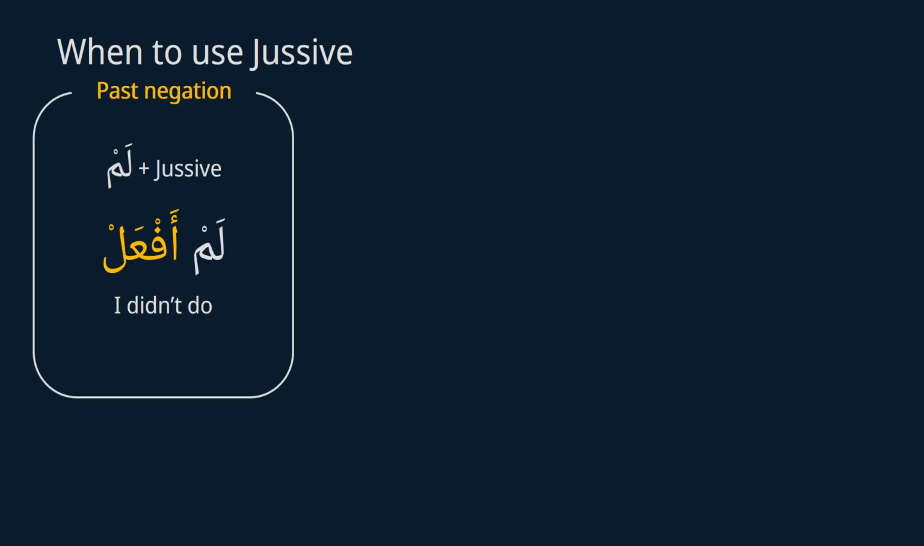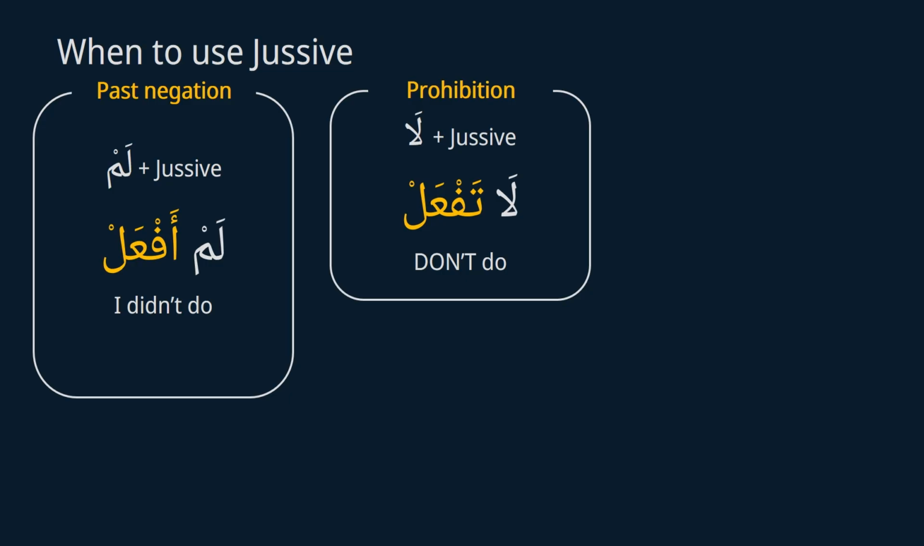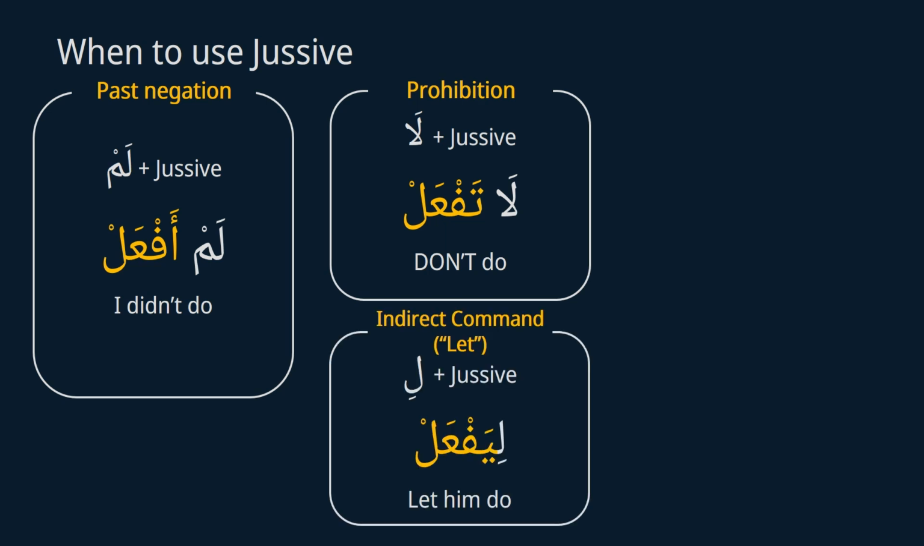First, we negate the past tense by using the jussive verb with the particle lam. For example, lam afal means I didn't do. Next, we use jussive for prohibition, which means a negative command. For example, la tafal means don't do. Next, we can use jussive for an indirect command with the particle li. For example, liyafal means let him do.